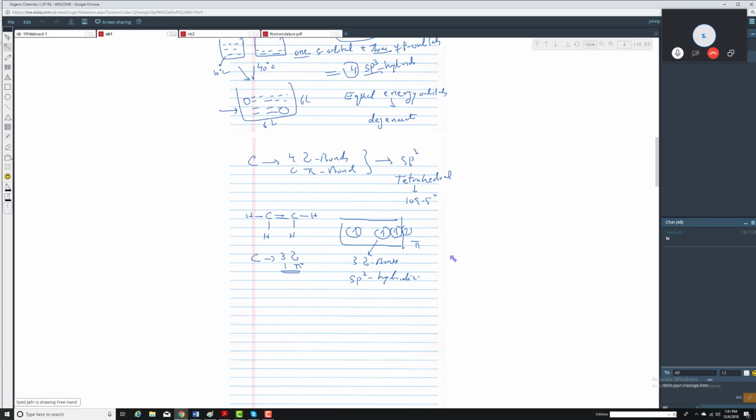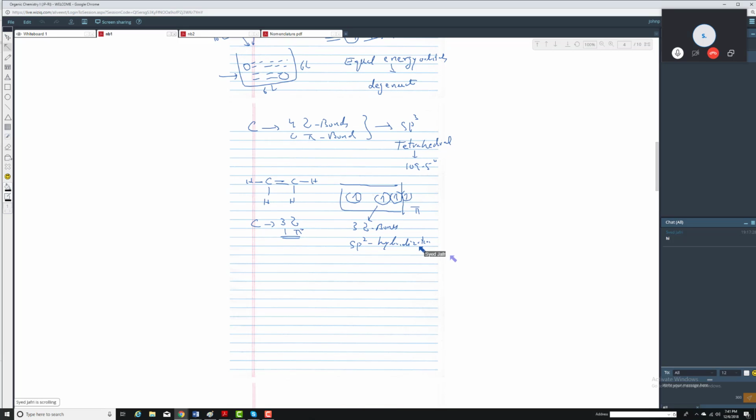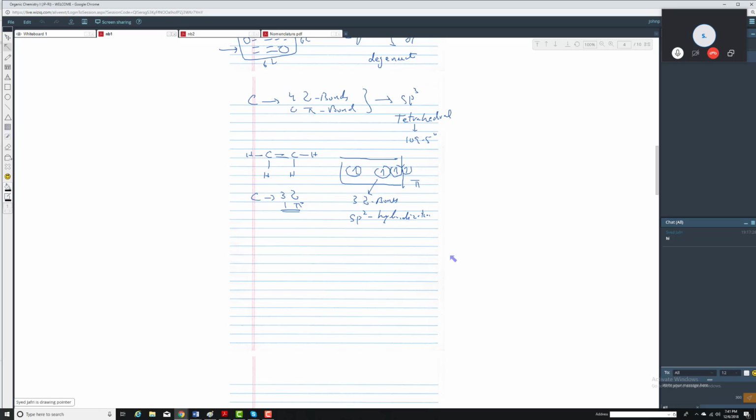And always remember, for sp2 hybridization, you don't have to write all those things, just look at how many sigma bonds they are making. If carbon is making 3 sigma bonds and 1 pi bond, just remember it is sp2 hybridization. And sp2 hybridization means the shape is going to be planar triangular, a triangle shape, and the angle is going to be 120 degrees.